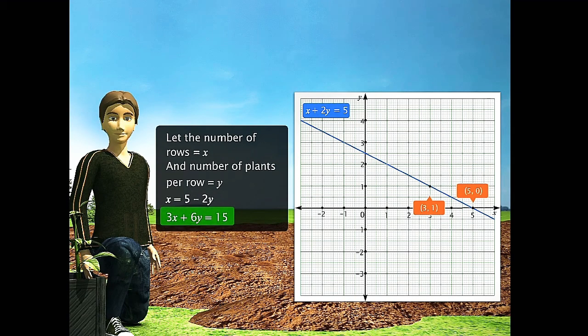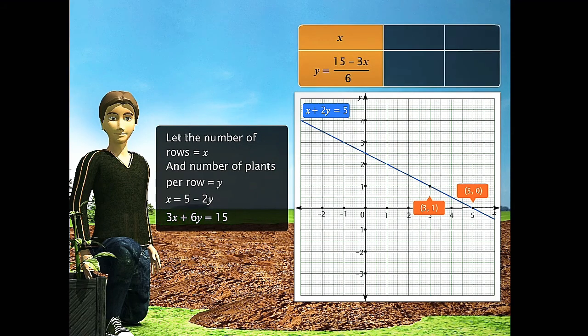Next, we represent 3x plus 6y equals 15 graphically. Similarly, we take points satisfying the equation 3x plus 6y equals 15. Taking x as 1 and minus 1, we have y as 2 and 3 respectively. Plotting these points and joining them, we get a straight line representing the given equation.